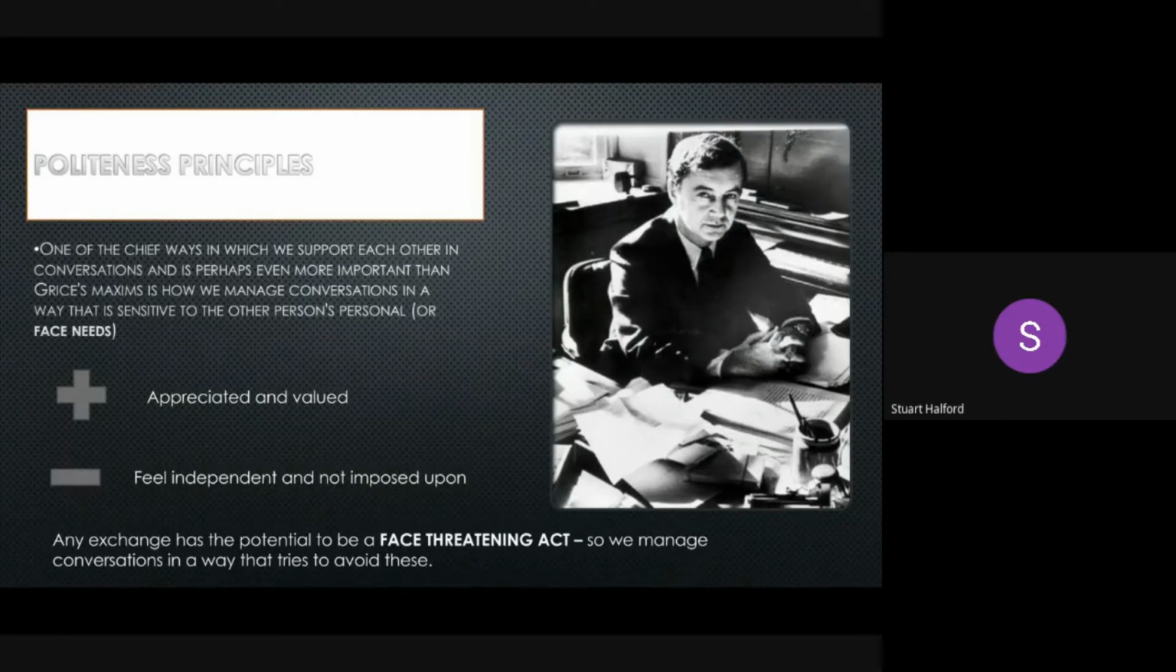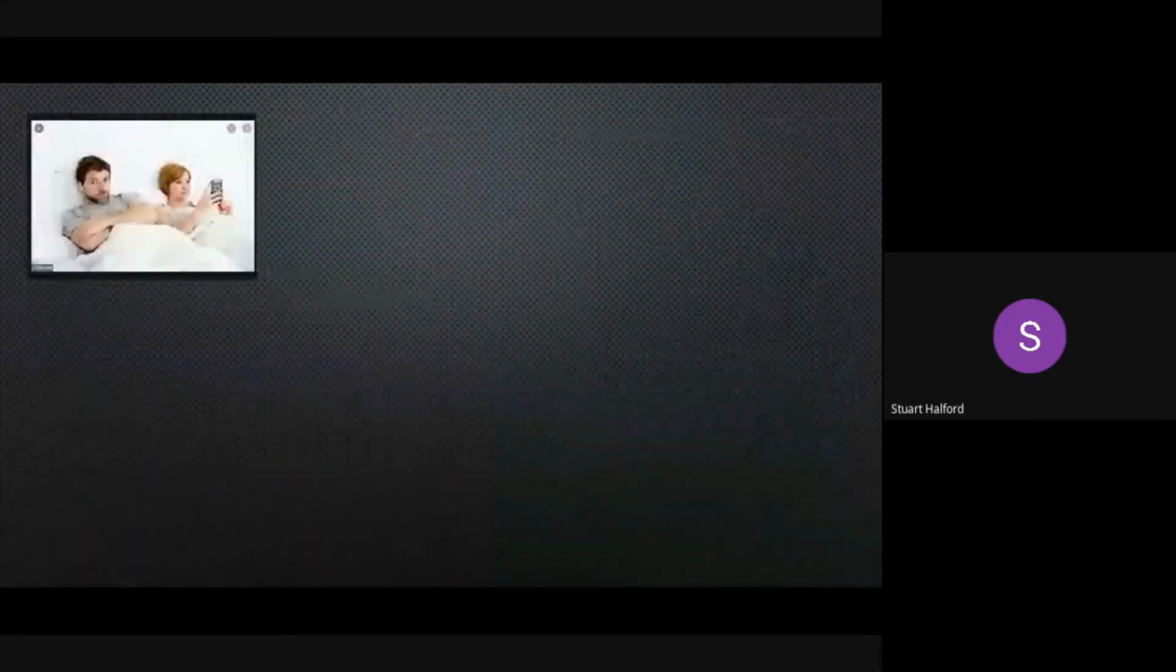Any exchange between a couple of people or even a group has the potential to be what we call a face-threatening act, something that will threaten their need to be appreciated or valued, or threaten the need to feel independent or not imposed on. And so we try and manage conversations in a way to avoid this happening as far as we possibly can. So how might we go about this? Let's work through an example of the pragmatics of this. So imagine a couple, husband and wife in this case, lying in bed.